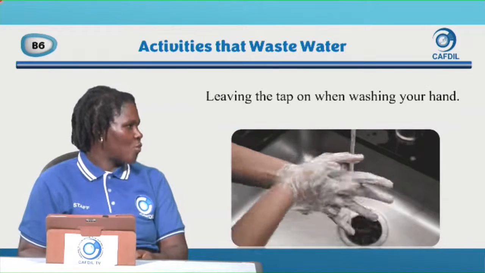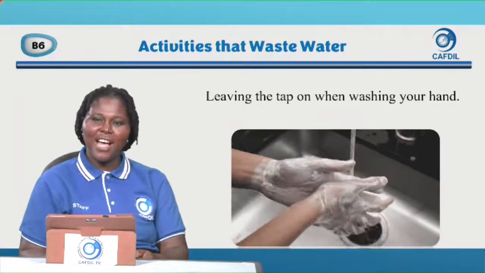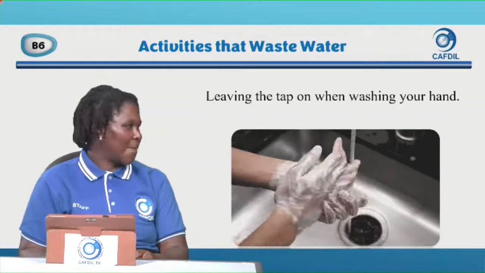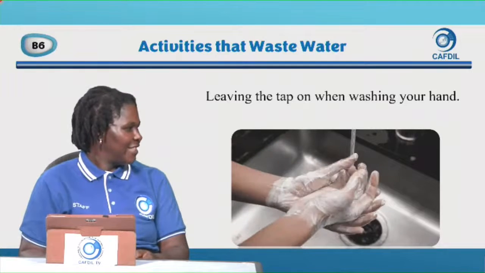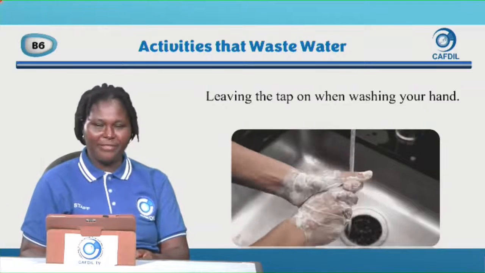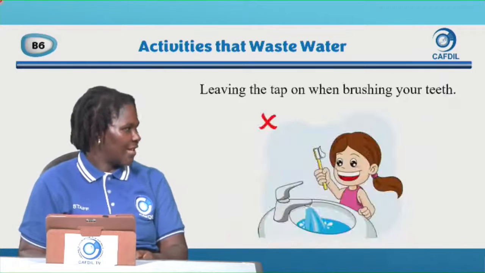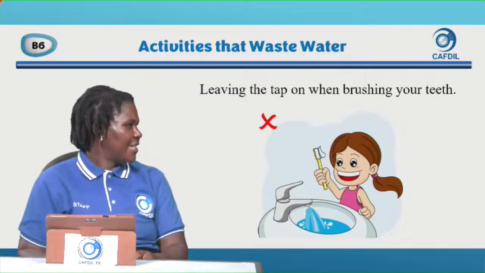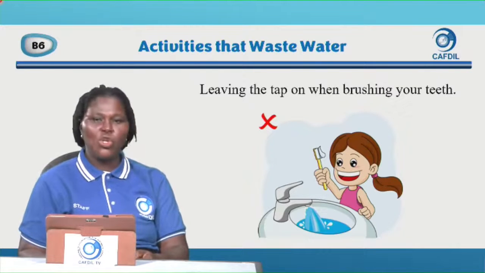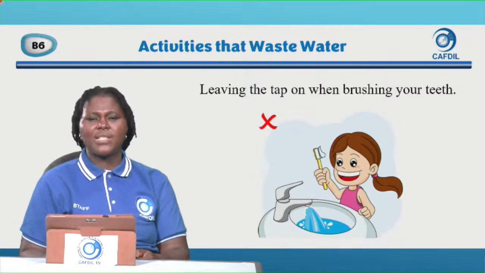Let's continue. Leaving the tap on when washing your hands. Oh, most children do it. When they are washing their hands, they first open the tap and then they apply the soap on the hand and the tap keeps flowing. This activity wastes water. The next one is leaving the tap on when brushing your teeth. When you are brushing your teeth and you leave the tap on, it will waste water.